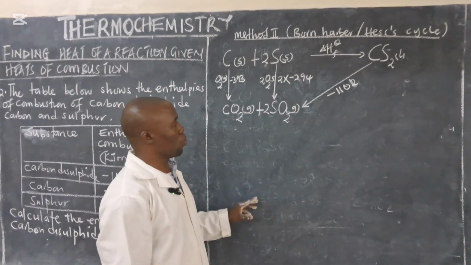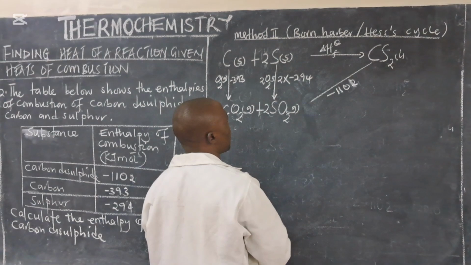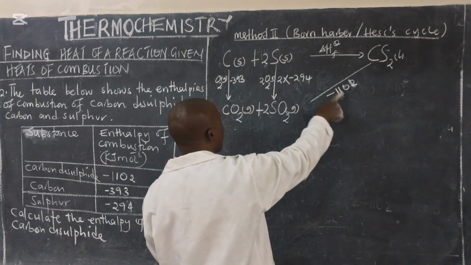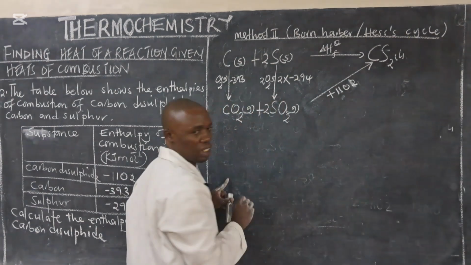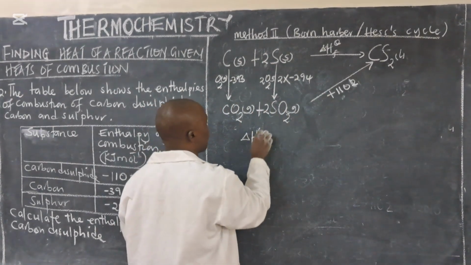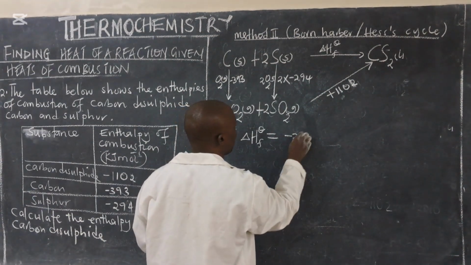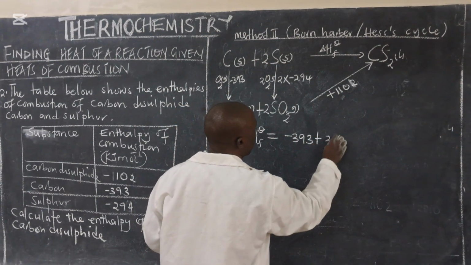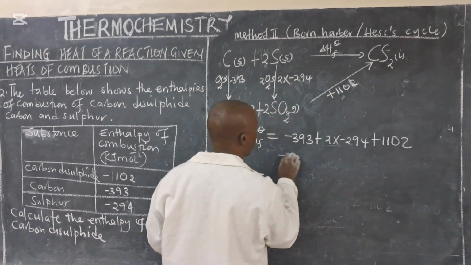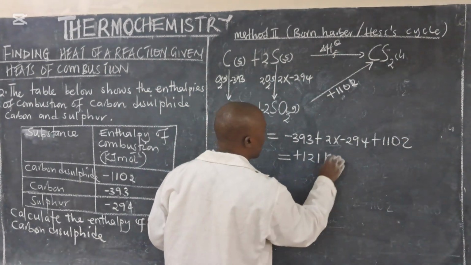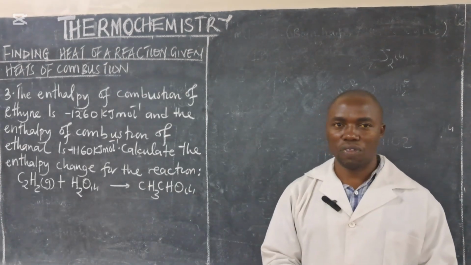So what we do, I'm going to just make sure I reverse this. Instead of bothering, this plus this would be equal to this and this. So I'm just going to reverse this and make this positive. Then this will equal this plus that. So negative 393 plus 2 times negative 294 plus 1102, which gives us positive 121 kilojoules per mole. Let's look at example 3.